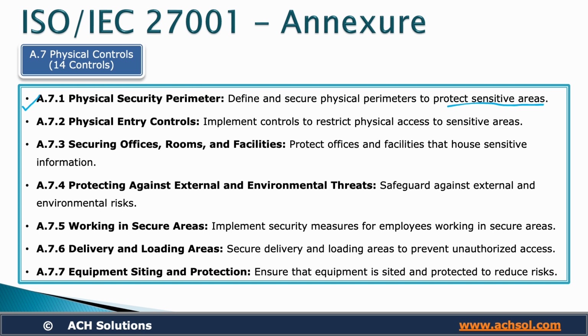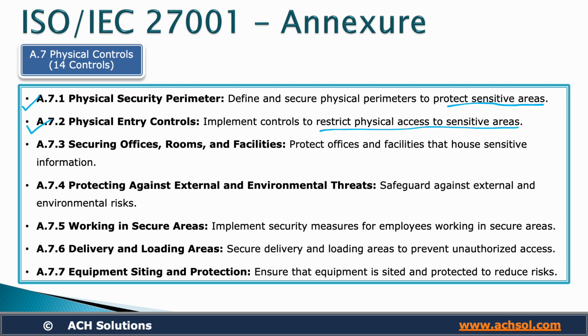The next one is A.7.2, physical entry control. It is an extension of the previous one where it asks that implement restricted physical access to these sensitive areas. Now, how can you do that? You can have things like biometric access control. You can also have things like access card based control, or you can have a security guard who is only giving the entry based on verification.